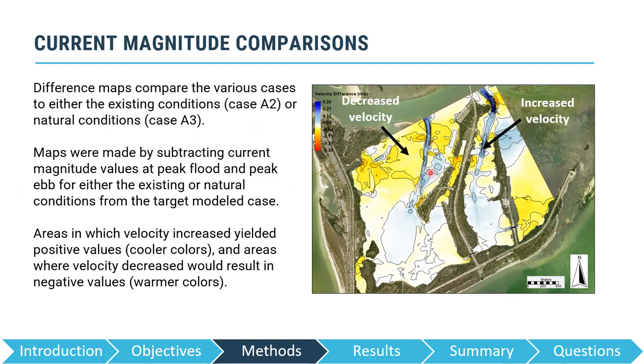So the cooler colors on this map are showing areas where flow has increased, and the warmer colors are showing areas where flow has decreased. So you immediately can tell that there's been an increase in flow in those dredge channels and a decrease in those seagrass beds. For each of our 10 cases, we created these difference maps that allowed us to tease out these really subtle changes in the circulation patterns.